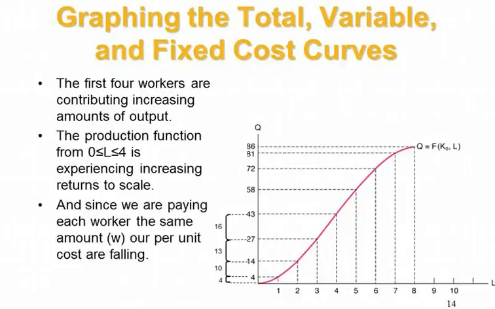And since we're paying each worker the same wage, you can see how unit labor costs are falling, because the fourth worker who gave us 16 units is being paid the same wage as the first worker who gave us 4 units. So costs must be falling.